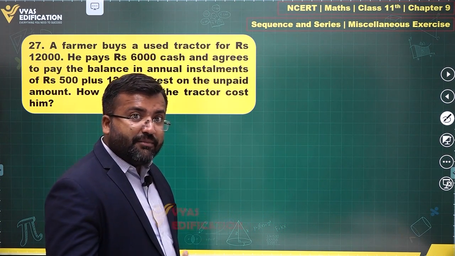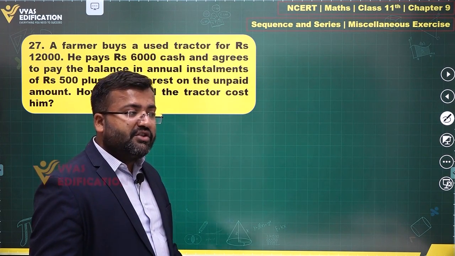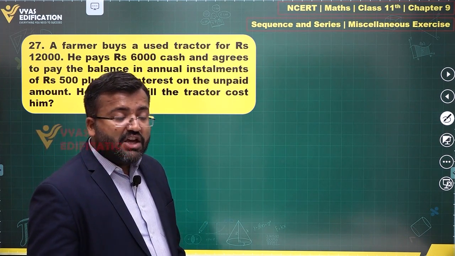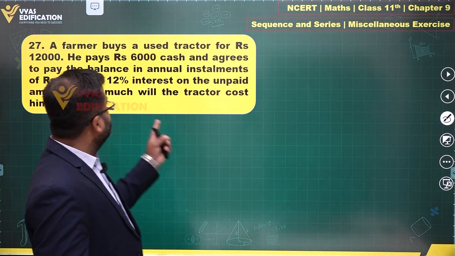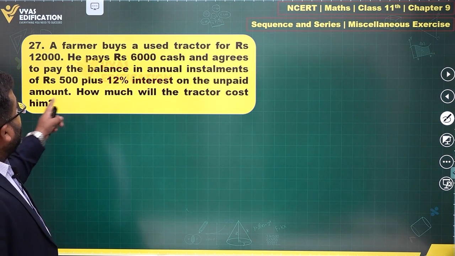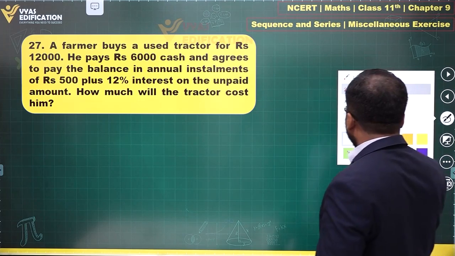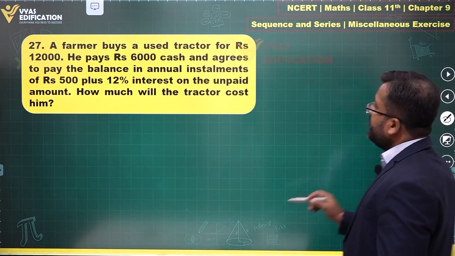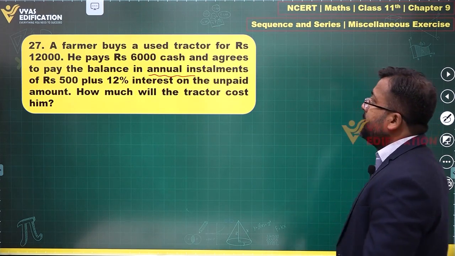So he pays 500 plus additional interest on the remaining amount. Remaining amount was 5,500 because he has already paid 500 before. So on the remaining amount 5,500, he pays an interest of 12%, right? Annual installments, that's the important thing, that these are not monthly installments, these are annual installments. Yes, annual installments of rupees 500.